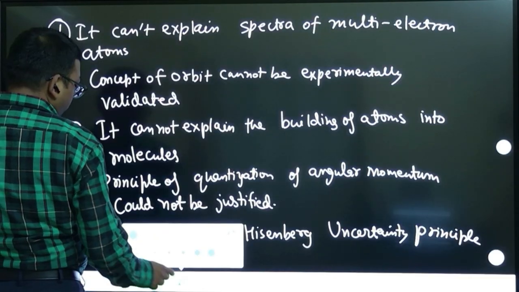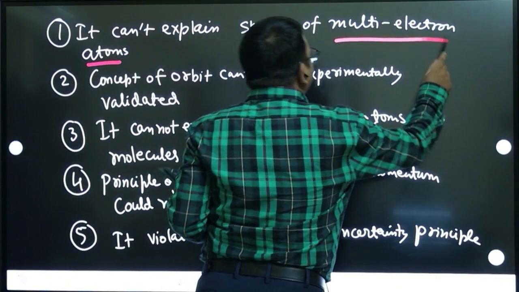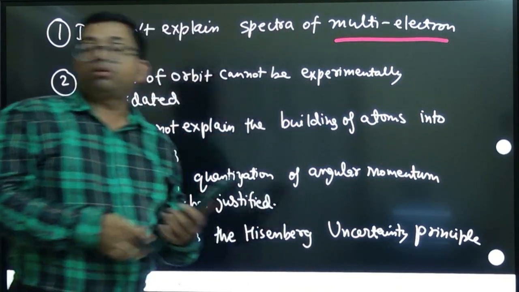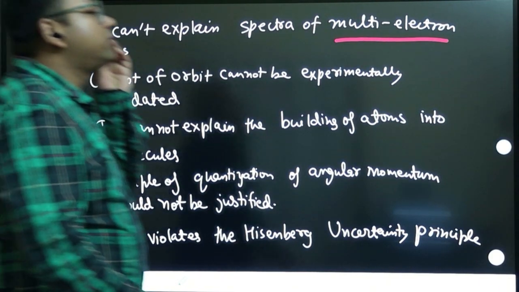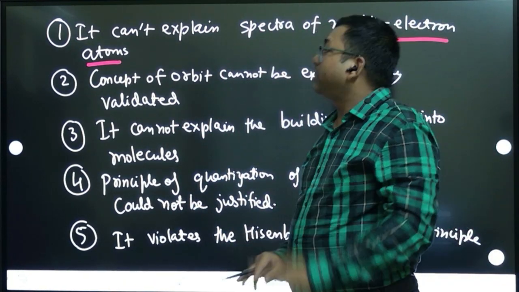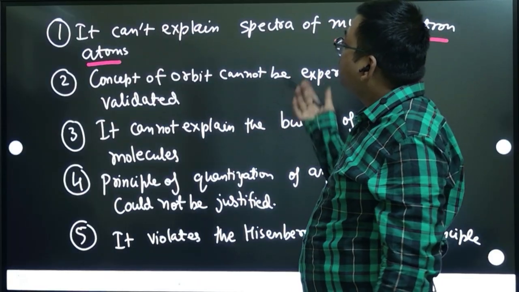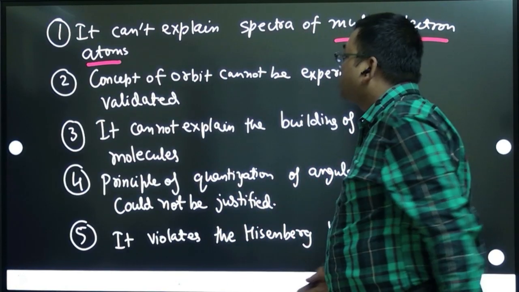What is the first? It cannot explain multi-electron atoms. Bohr's model is limited to a single electron. With a single electron, we can apply the electrostatic force and calculate everything in that model. If it is multi-electron, more complex interactions happen, and we cannot do anything about it.